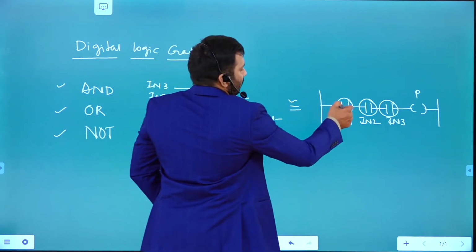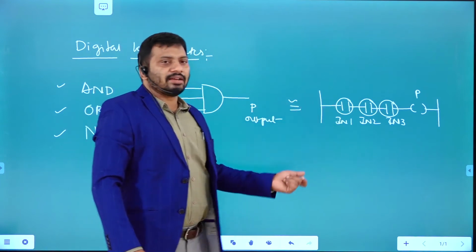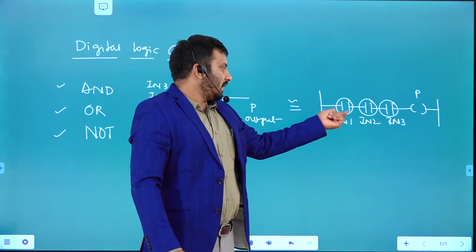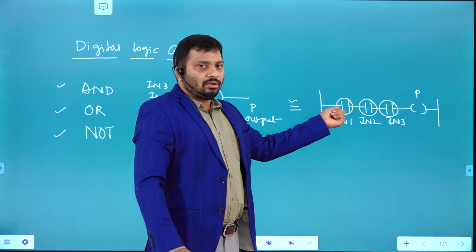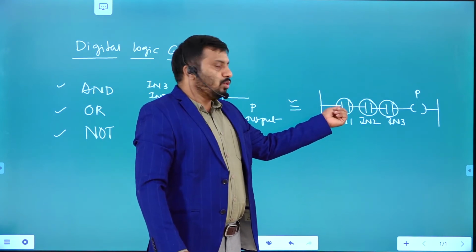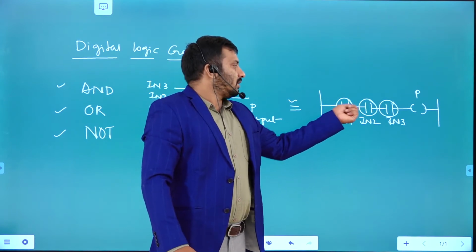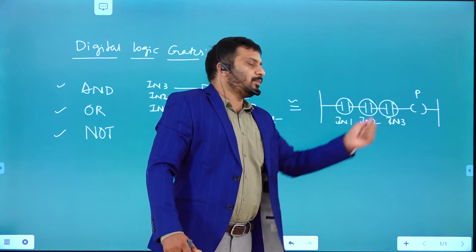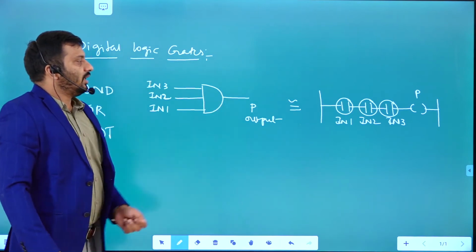If any one rung, any one contact, is not activated, the circuit is not going to be closed. Only when the normally open contact is activated is it short circuited, and only then the signal moves further to the end. So this is the equivalent circuit of the AND gate.